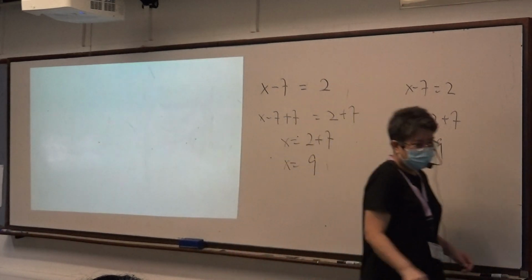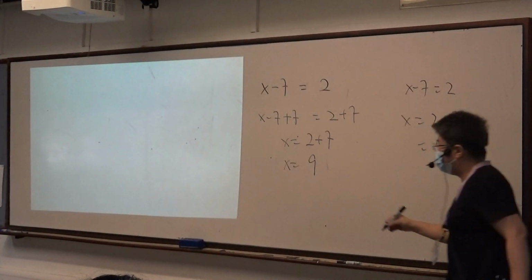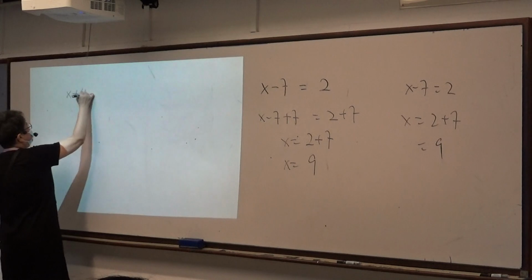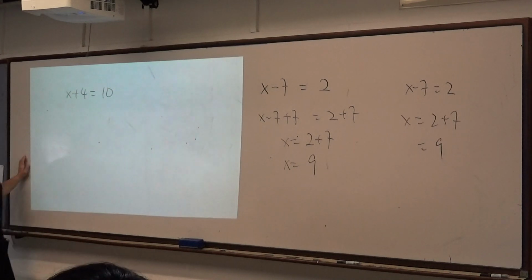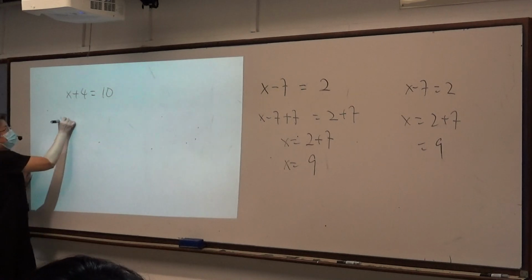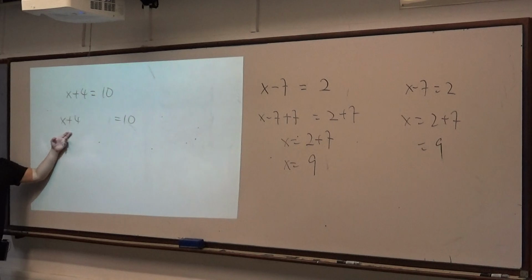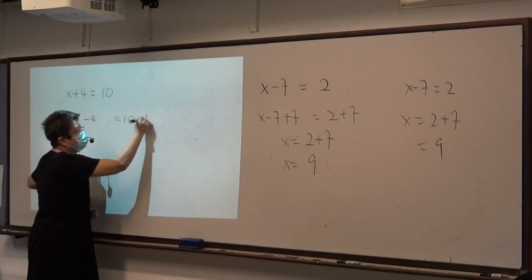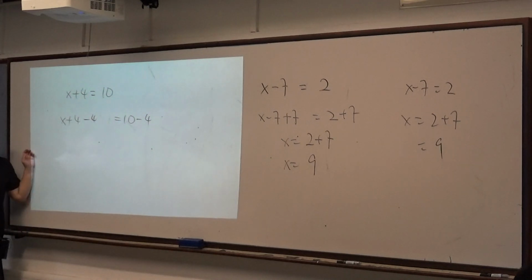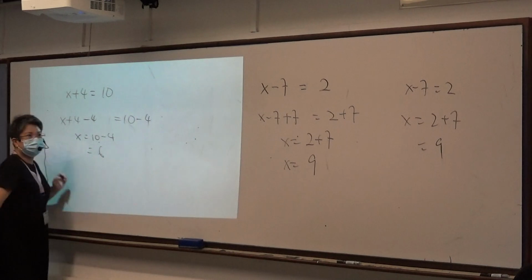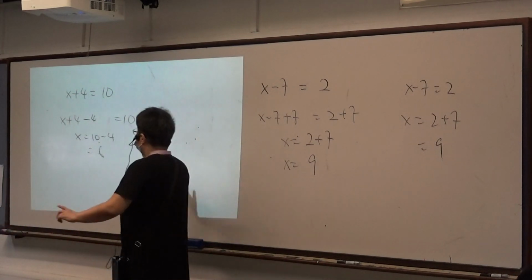Okay. I will have x plus 4 equals to 10. Okay. x plus 4 equals to 10. What will make this side x? I must what? Minus 4. Very good. And this side also minus 4, right? So this one becomes x equals to 10 minus 4. Answer? 6, right?